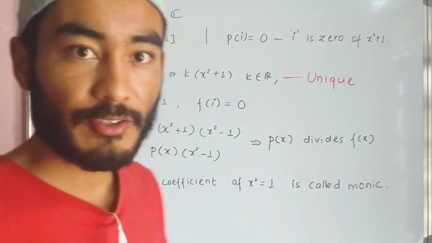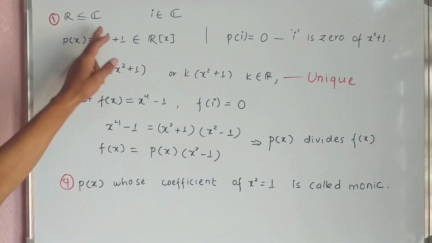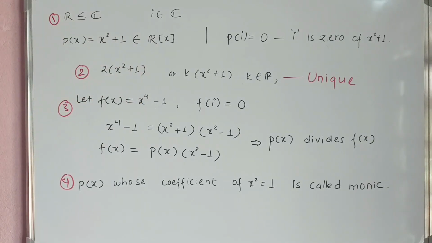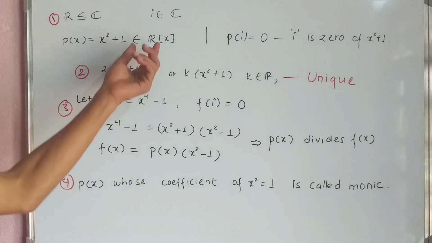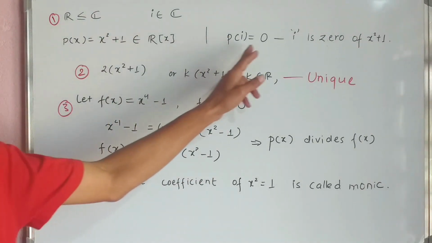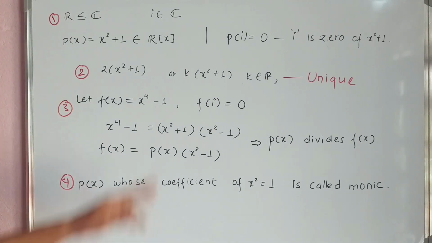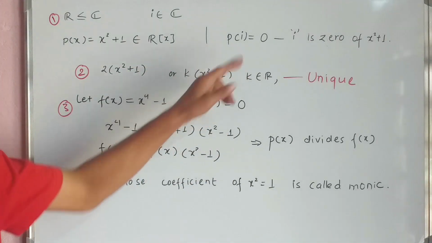The field of complex numbers is an extension field of the field of real numbers, and the imaginary unit i belonging to C is algebraic over R. The polynomial p(x) equals x squared plus 1 in R[x] is irreducible in R, it cannot be factored in R, and i is a zero of p(x), so p(i) equals 0. So there exists a polynomial p(x) which is irreducible in R[x] with zero i.